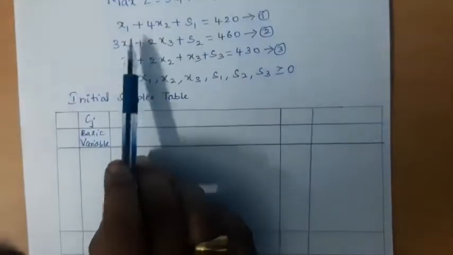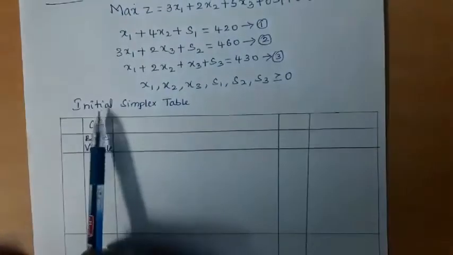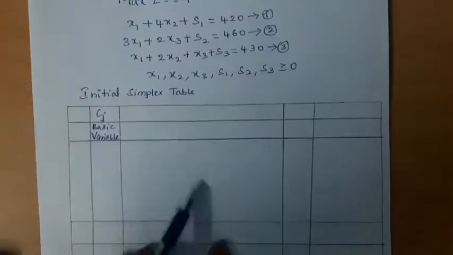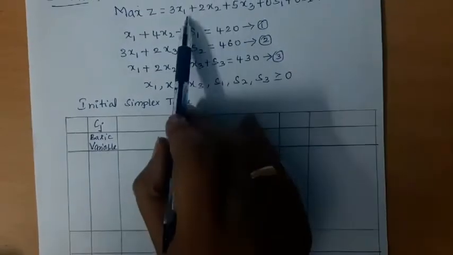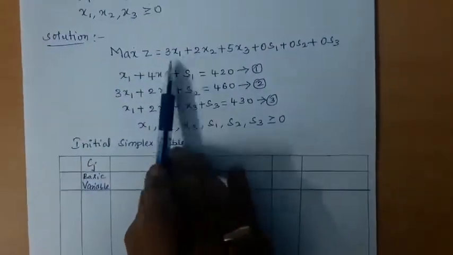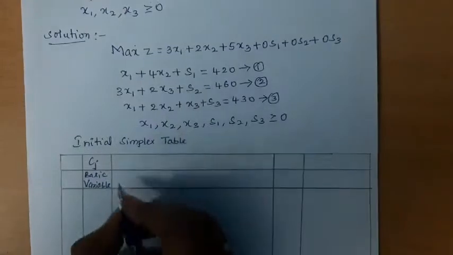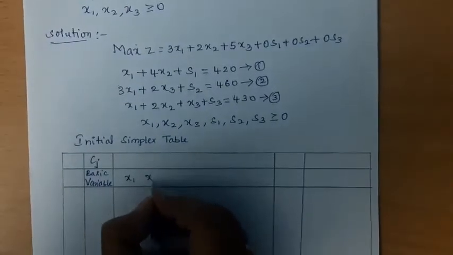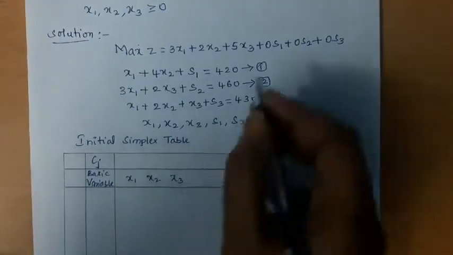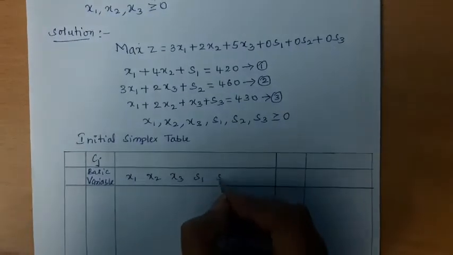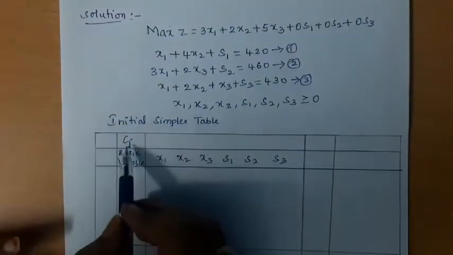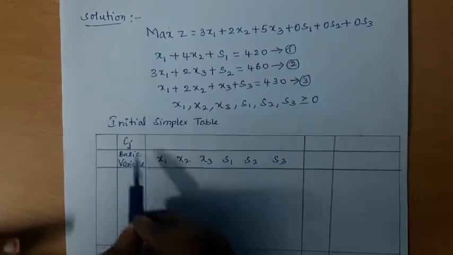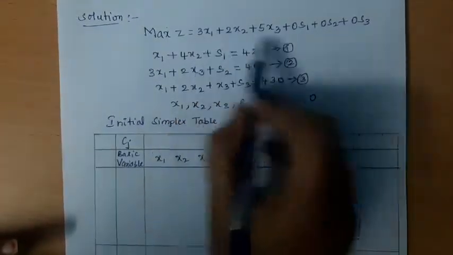Now let us allocate all these values in the initial simplex table. So in the initial simplex table, we'll have the basic variables. The basic variables we have to take down from the objective function. So the variables are x1, x2, x3, s1, s2, s3. So these are the variables we have taken from the objective function. And Cj is nothing but the coefficient value of all these variables from the objective function.